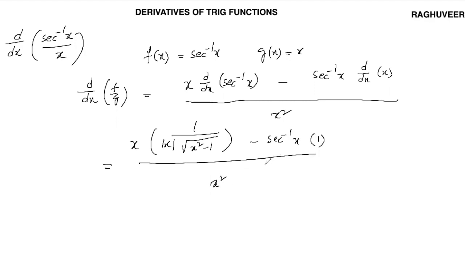So if you further simplify and cancel out x, we can write it separately. So this one term gets cancelled, and so you will have 1 by x mod x and square root of x square minus 1, minus secant inverse x by x square. So here mod x is greater than 1, which is the absolute value.